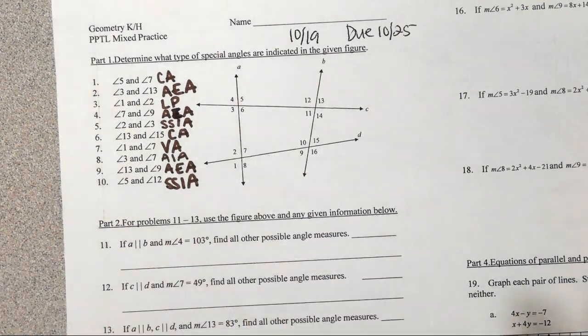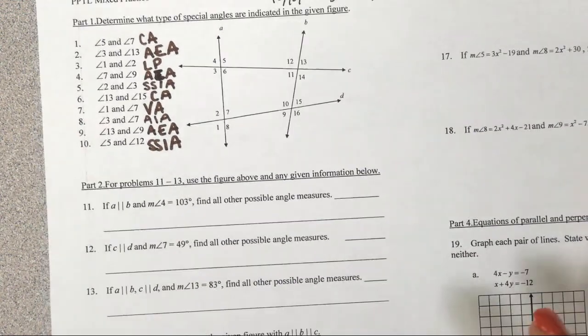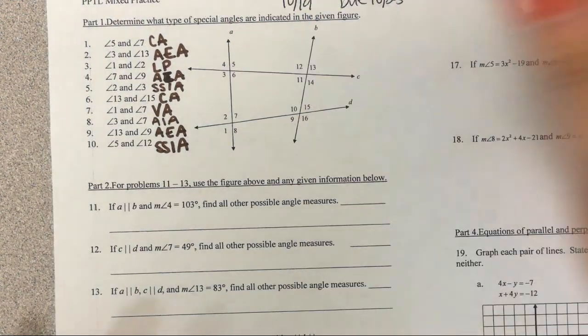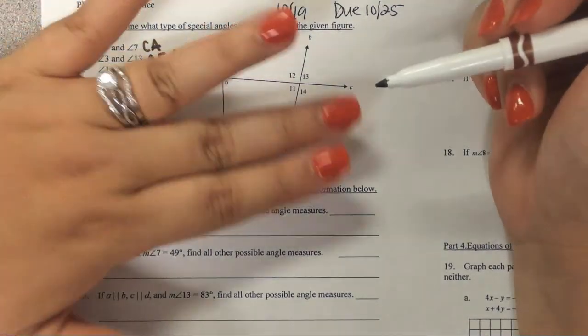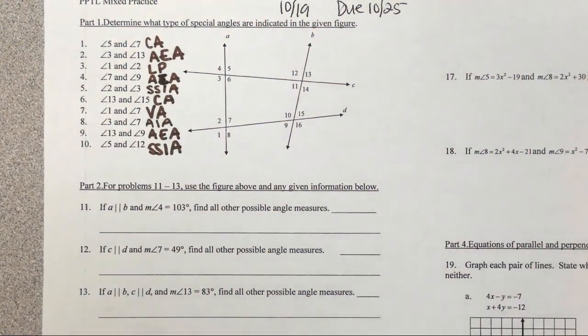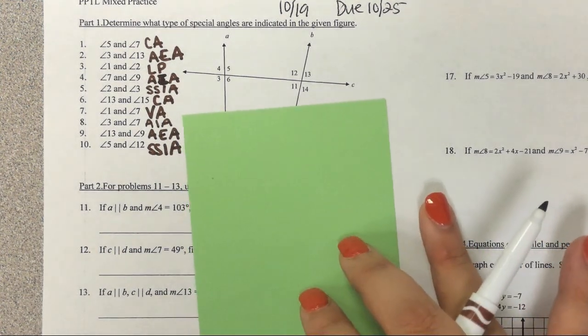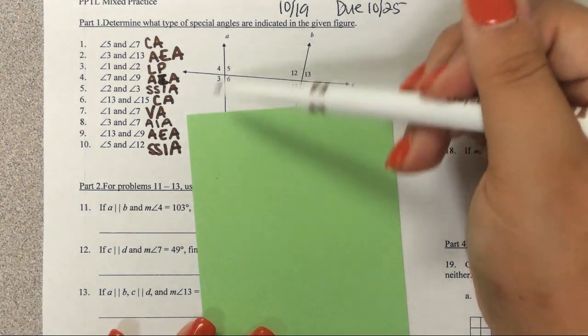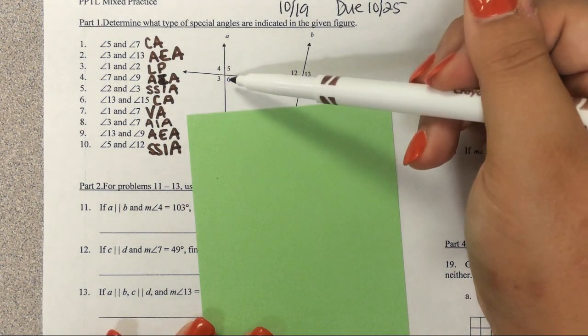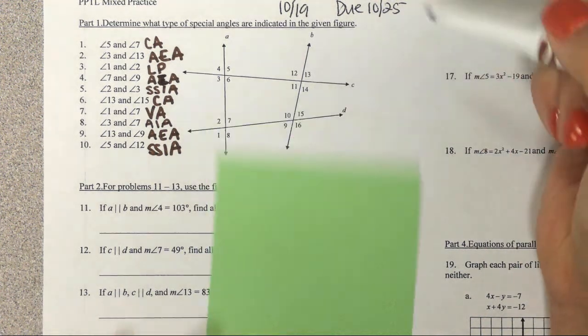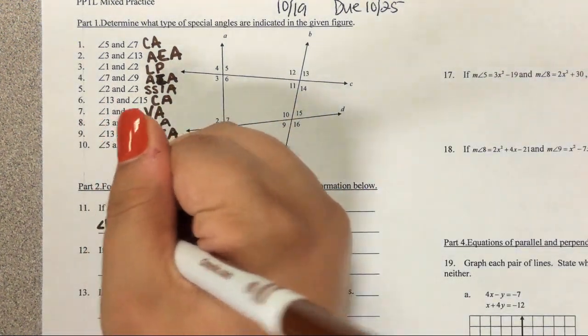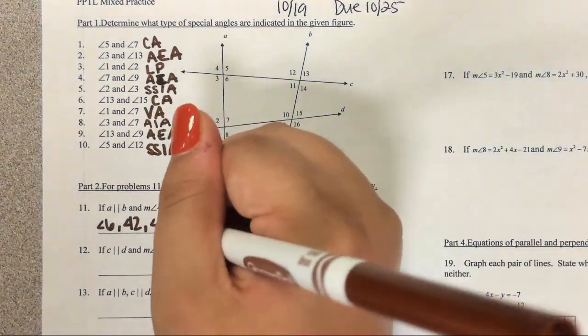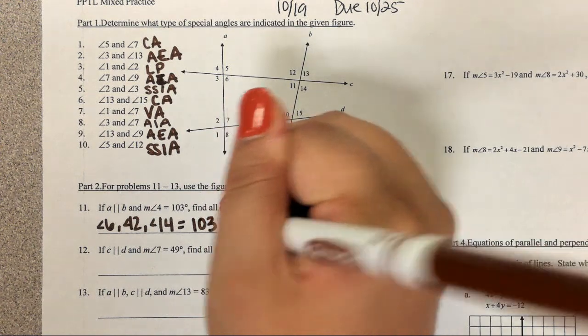Now for these problems on 11, 12, and 13, if A and B are parallel, and I'm looking at angle 4, I'm not looking at all at D. So you can get a Post-it or a sticky note, or something, and completely ignore that bottom part. So if we know 4 is 103, what else is 103? Well, 6, 12, and 14 are also. So angle 6, angle 12, and angle 14 also equal 103.